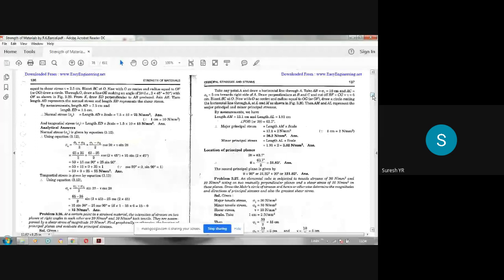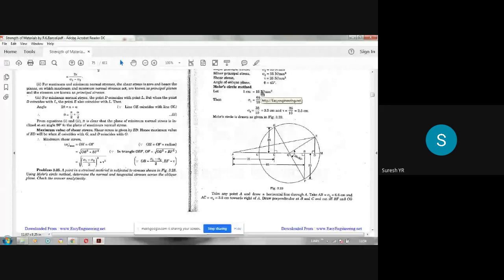Okay. Now let us see this. That is the second type of problem. In this case also, this AM gives the major principal stress, AL gives the minor principal stress. Suppose this AL is 2.5 centimeters, so 2.5 into 10, that is 25 Newton per mm square. That is the minor principal stress. Suppose this is 8 centimeters, so 8 into 10 is 80, the major principal stress. Both are tensile.